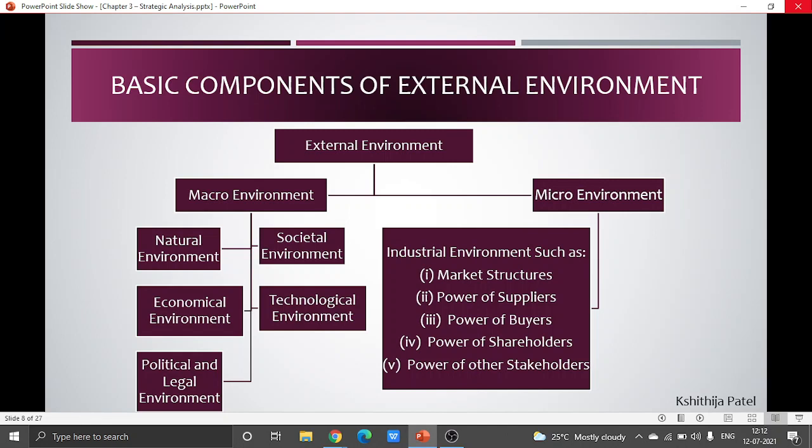So besides the society's expectation, we have demographic factors also, which are important when we speak about the societal environment. So demographic factors include age distribution of the population, the gender ratio, the educational level, religious and ethnic composition, population growth, and many other things.